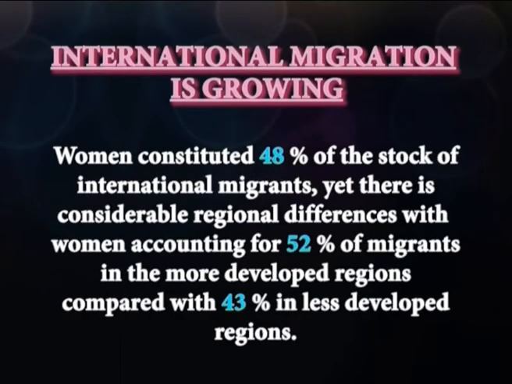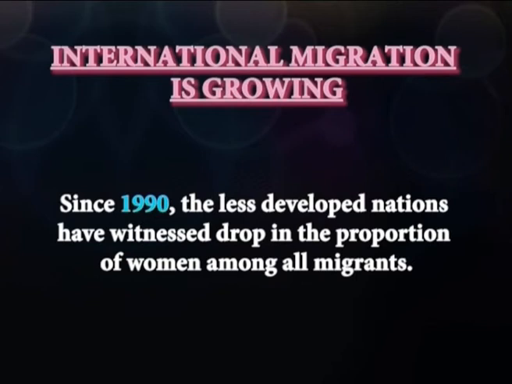Women constituted 48% of the stock of international migrants, yet there is a considerable regional difference, with women accounting for 52% of the migrants in the more developed regions compared with 43% in the less developed regions. Since 1990, the less developed nations have witnessed a drop in the proportion of women among all migrants.